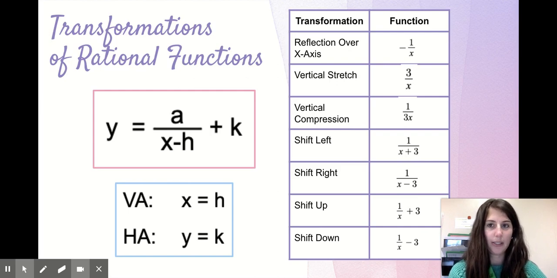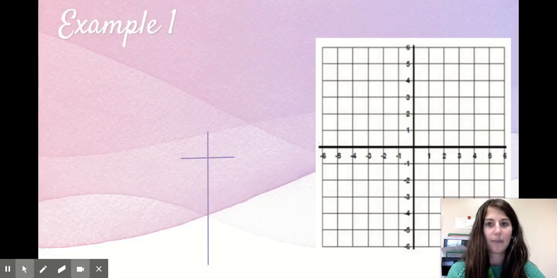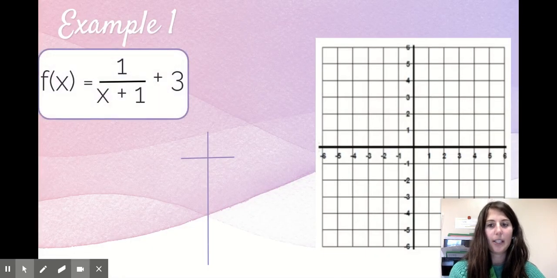We're going to take a look at two examples that combine everything we've learned with transformations. So our first example is 1 over x plus 1, plus 3.